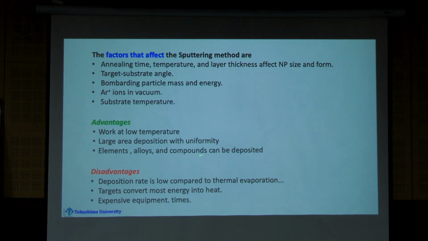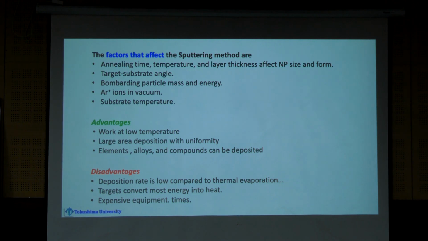Elements, alloys, compounds can be deposited. So in thermal evaporation, we cannot create alloy nanostructures. Disadvantages, deposition rate is very low. So sometimes 1 hour of deposition gives only a few nanometers. So this is a time consuming process.